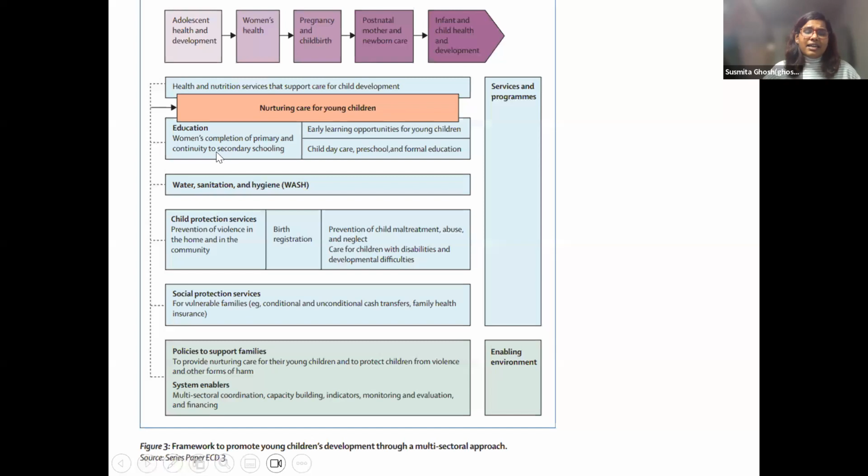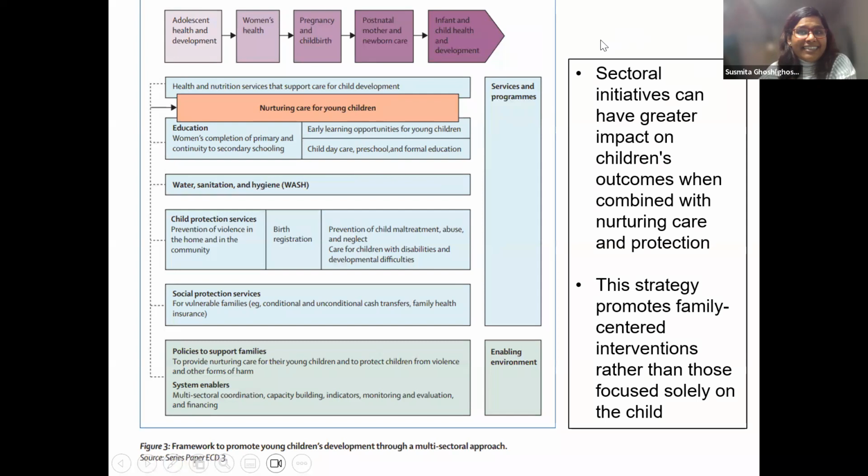the educational status. We can say the educational status of the woman can help to get better learning for young children. That can also have an impact on child daycare or preschool and formal education. So if we want to get better outcomes, then we should combine the nurturing care with the other sectoral initiatives to get a greater impact on children's developmental outcomes.